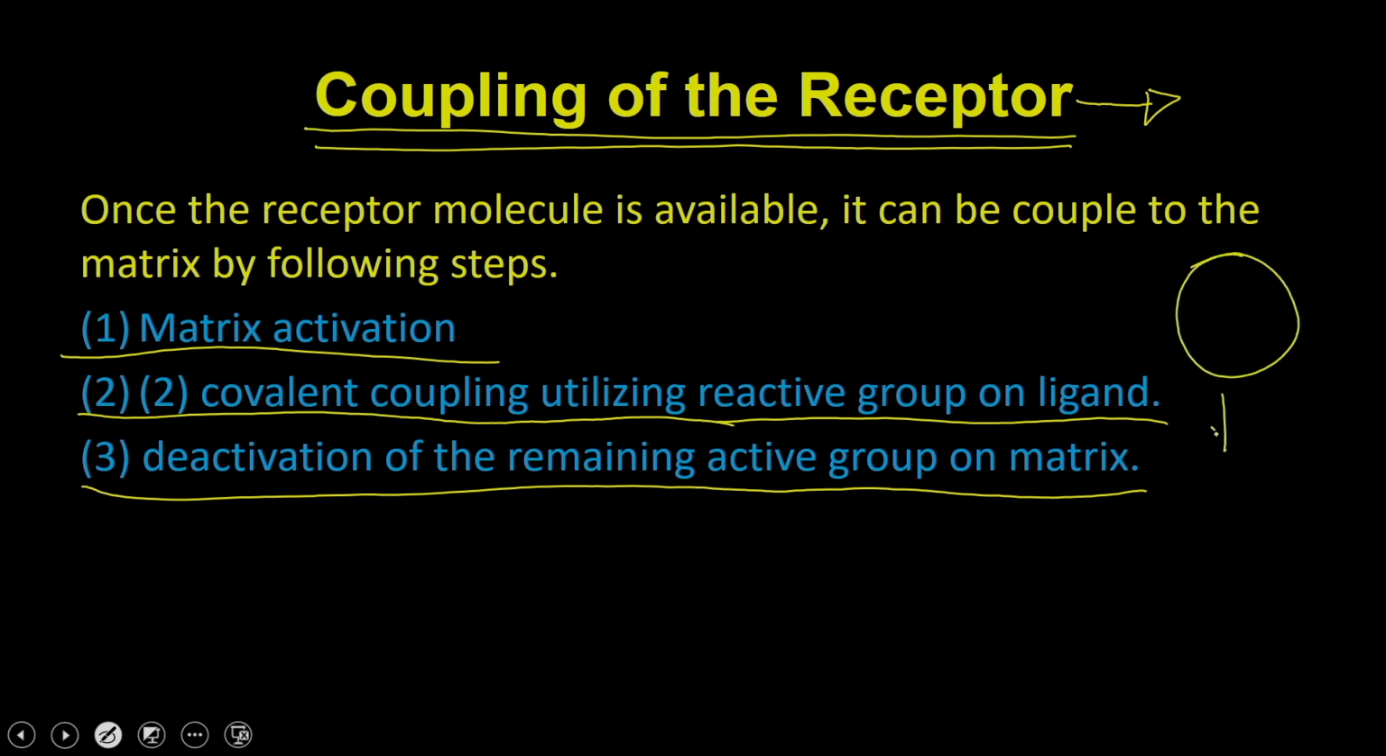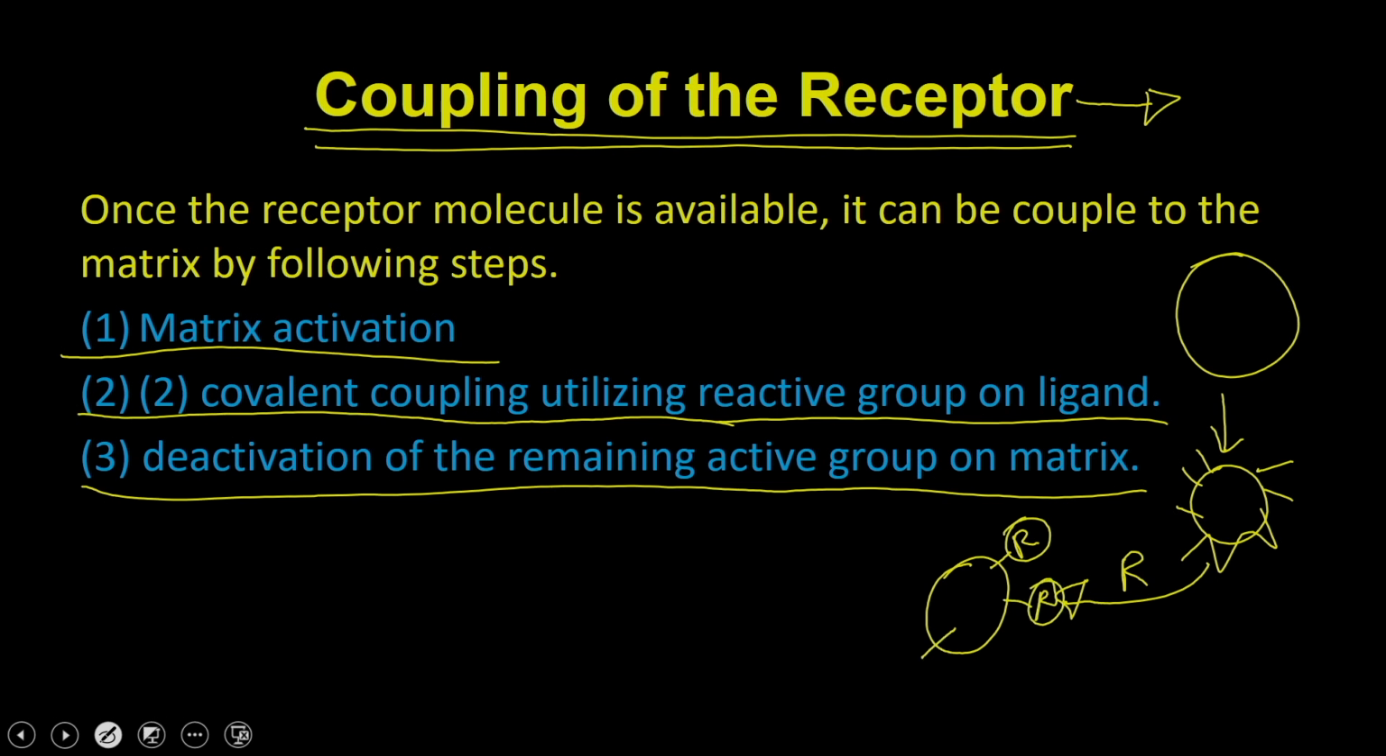Which means first you take the matrix and treat it with a chemical so that it is activated. You develop some functional groups, then you add the proteins or the receptors. What will happen? It is actually going to take up all the receptors that you add, and that is going to be coupled.